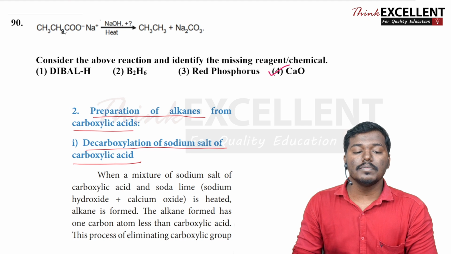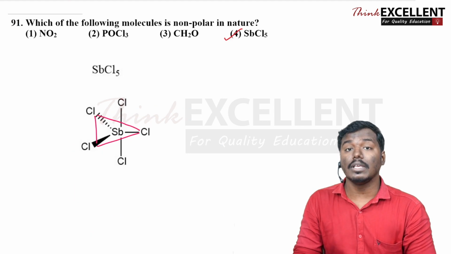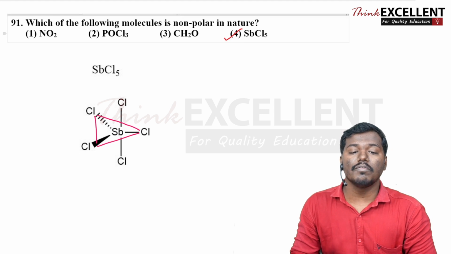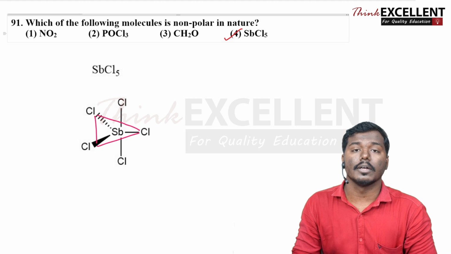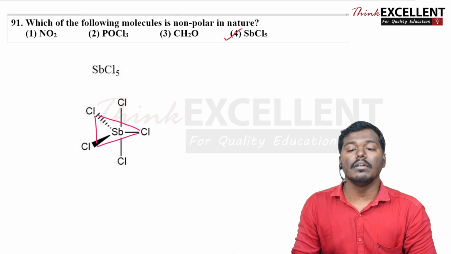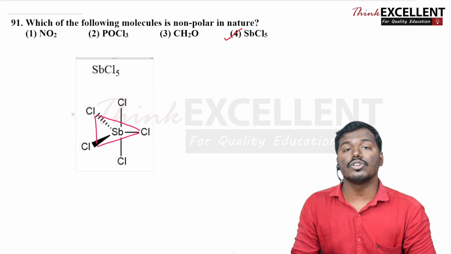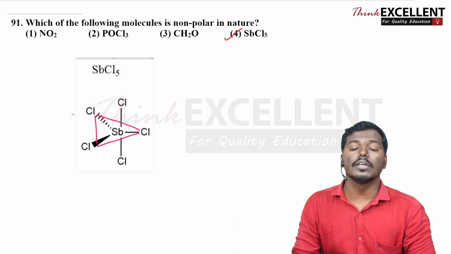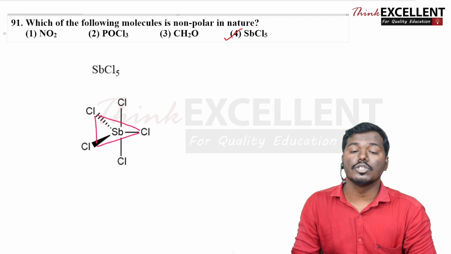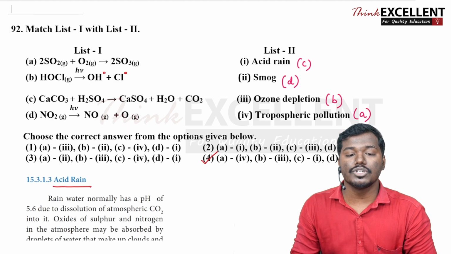Okay, so next we are going to question number 91. You can see that it is asked based on chemical bonding. So which of the following molecules is non-polar in nature appadinu kettirukkanga. When you take option number 4, that is SbCl5, it has the trigonal bipyramidal structure where the net dipole moment 0 ஆ இருக்கு. So this molecule is non-polar in nature. Okay, so next we are going to question number 92.